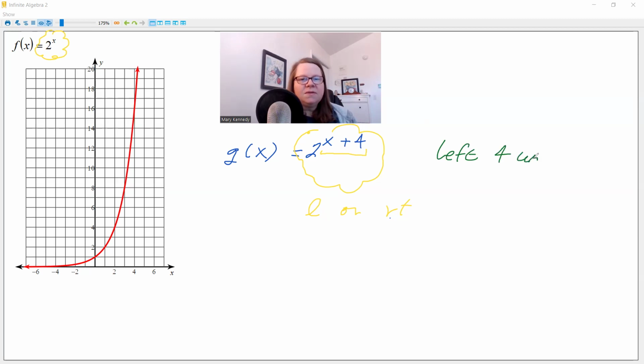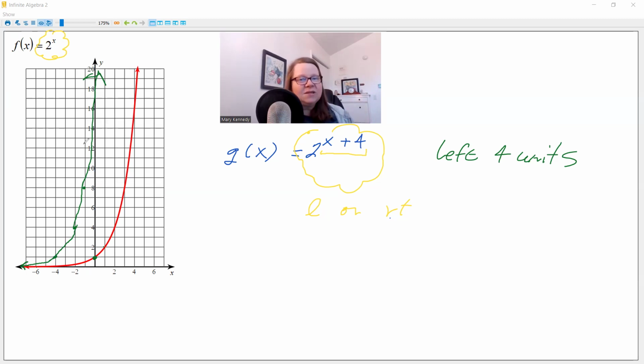So 4 units left. And that just means that these key points here are going to move 4 units left. So this one, for instance, 1, 2, 3, 4 will be here. 1, 2, 3, 4, like that. And so generally you can just say it's still going to approach 0, right? That's still the same horizontal asymptote. And oh my goodness, we'll just imagine that I could sketch that really closely. But you're sliding it over.